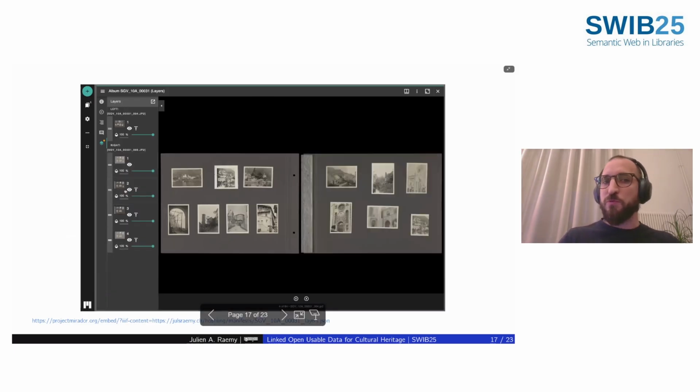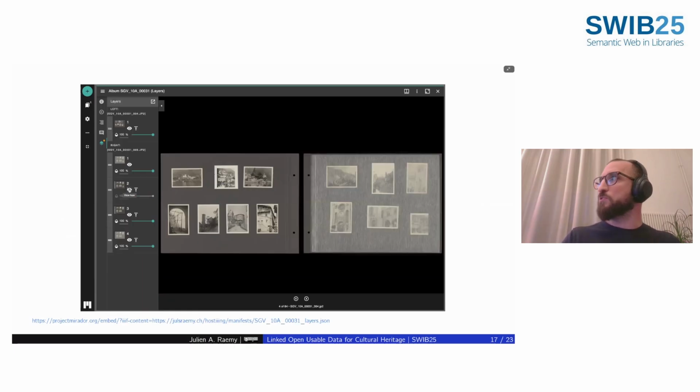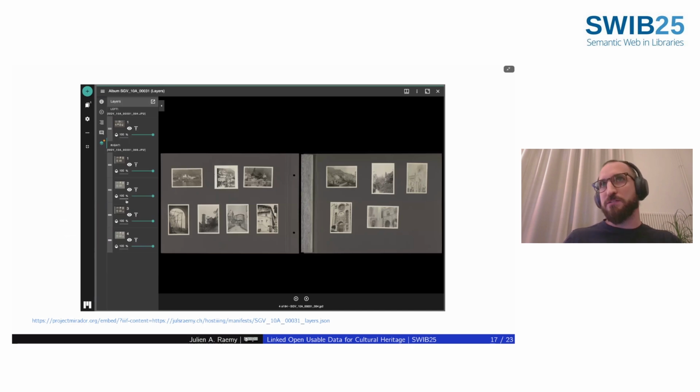That's also something that is quite possible in terms of annotations through IIIF, and then we also wanted to do some semantic markings on top of it.